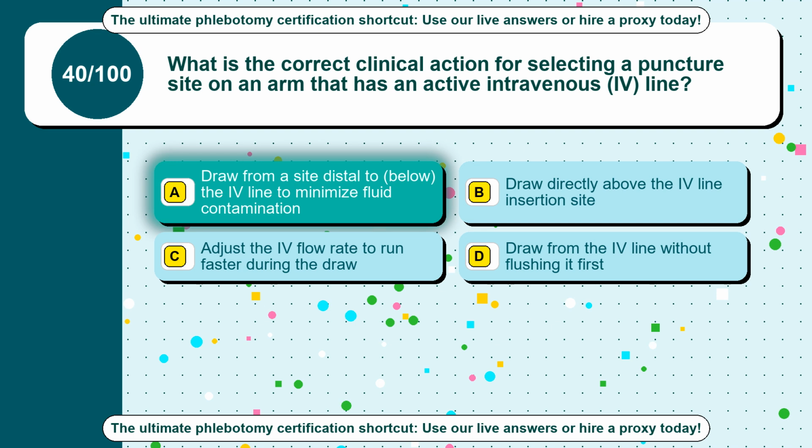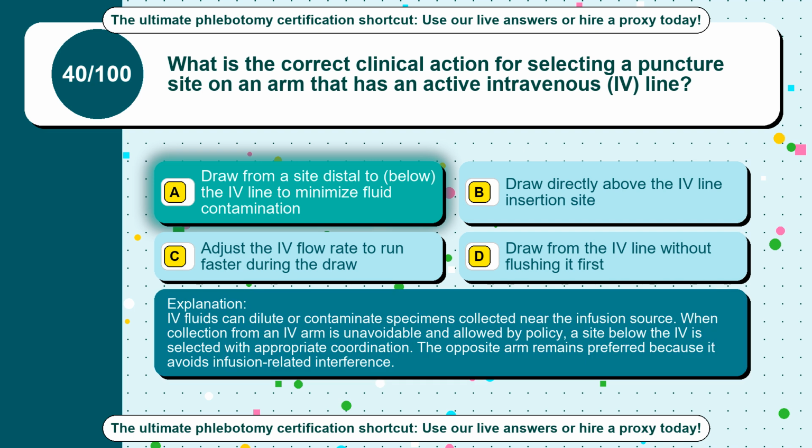Draw from a site distal to, below, the line to minimize fluid contamination. IV fluids can dilute or contaminate specimens collected near the infusion source. When collection from an IV arm is unavoidable and allowed by policy, a site below the IV is selected with appropriate coordination. The opposite arm remains preferred because it avoids infusion-related interference. Question 41.